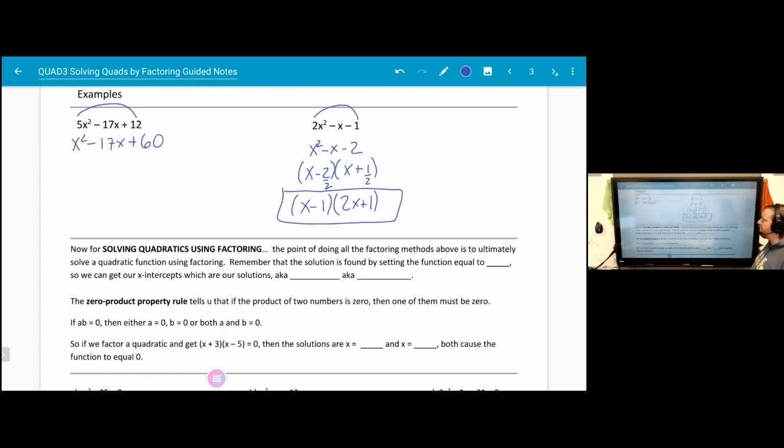I'm trying to say to myself, what multiplies to 60 but adds to -17? When I tell myself that, I know 5 times 12. That gives me 60. But I'm trying to add to -17, so it's got to be -5 times -12. In other words, I am doing x minus 5 times x minus 12.